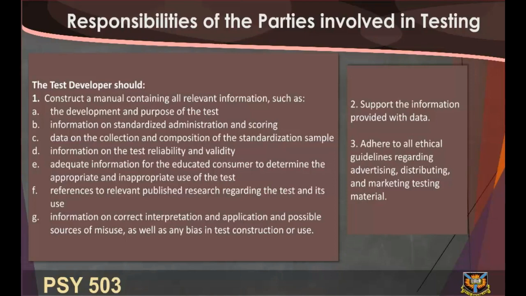E. Adequate information for the educated consumer to determine the appropriate and inappropriate use of the test. F. References to relevant published research regarding the test and its use. G. Information on correct interpretation and application and possible sources of misuse, as well as any bias in test construction or use. 2. Support the information provided with data. 3. Adhere to all ethical guidelines regarding advertising, distributing, and marketing testing material.